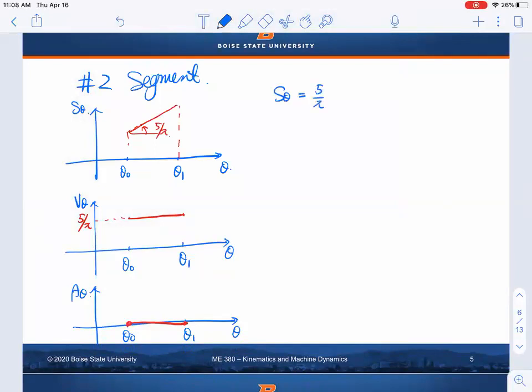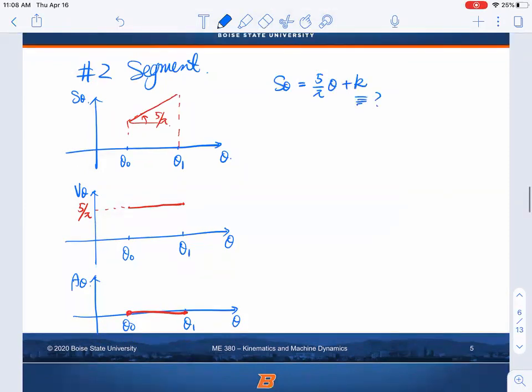5 over pi times theta plus a k value. That's how you describe a linear function, right, if you know the slope. What you need to know is just the crossing point. The k is a crossing point on the y-axis.